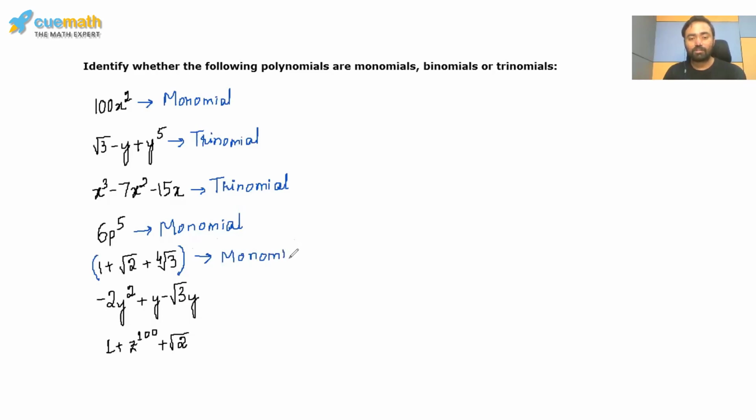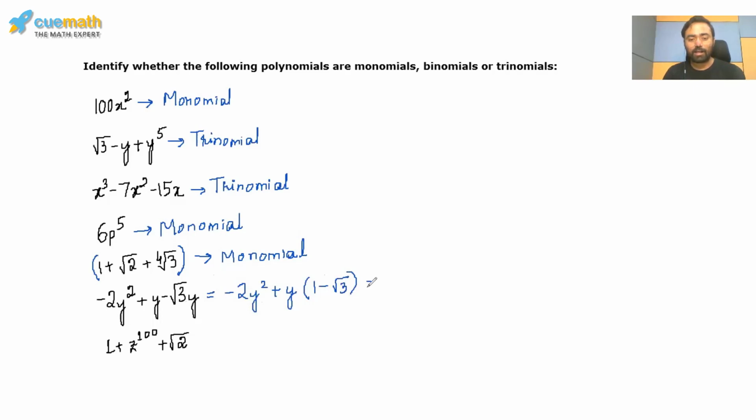So always remember this difference when a set of numbers is given together like this. Let us move on to the next expression, which is negative 2y square plus y minus square root of 3y. Here, if we look at the terms, we see that there are two terms which are like terms where the variables are the same. Let me show you that. So negative 2y raised to the power 2. If we take y common from the second and the third term, we are going to get 1 minus square root of 3.